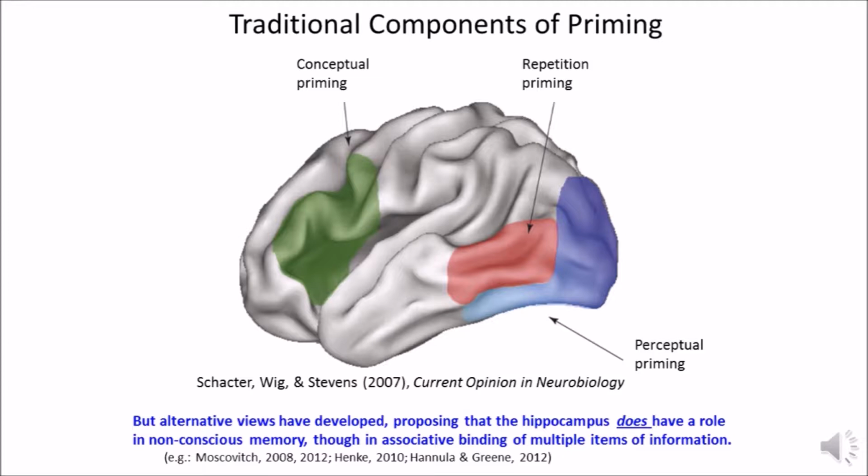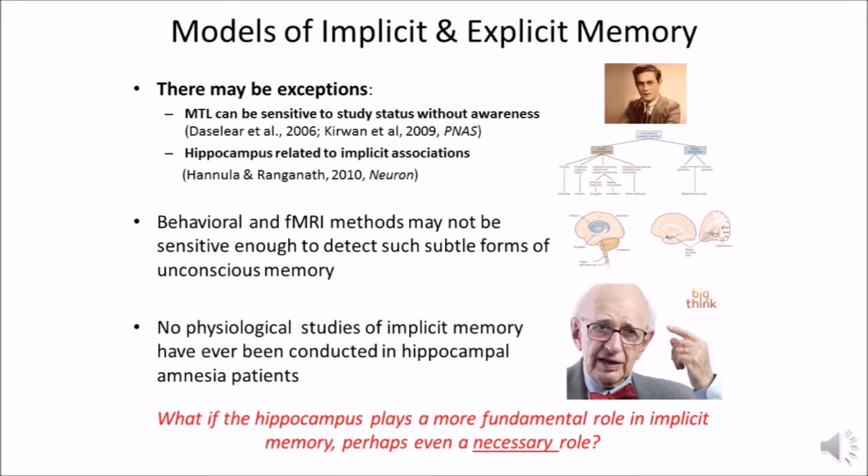But some alternative views have been developed that have proposed that the hippocampus might play a role in some non-conscious processing, but more or less for the associative role of binding information together, and less so for the memory. So we know that there's this basic model, but there can be some exceptions. There's some preliminary fMRI evidence that came out of Roberto Cabeza's lab at Duke, as well as Larry Squire's lab in San Diego, that found that the medial temporal lobe can be sensitive to the study status, basically whether a word was old or new.